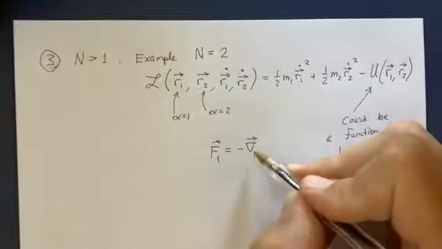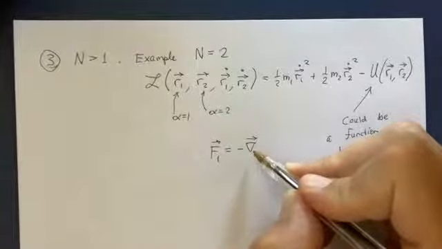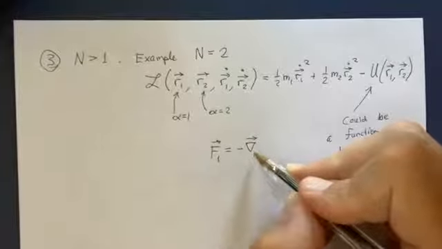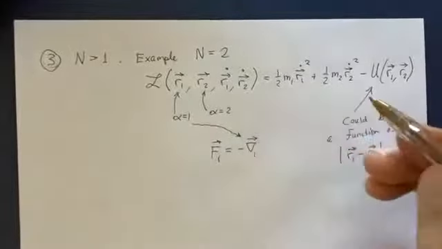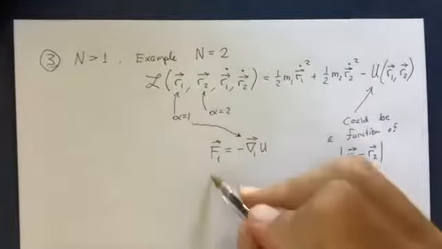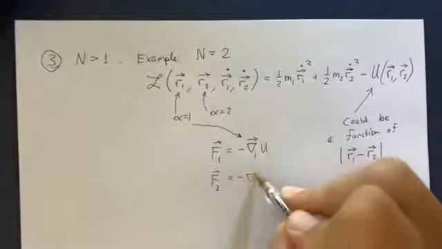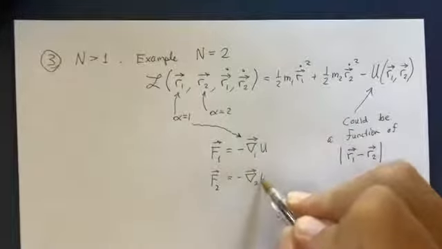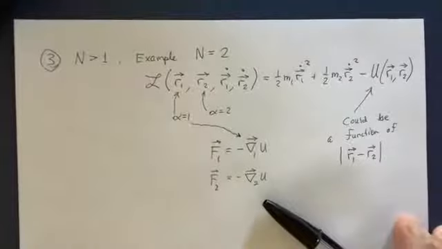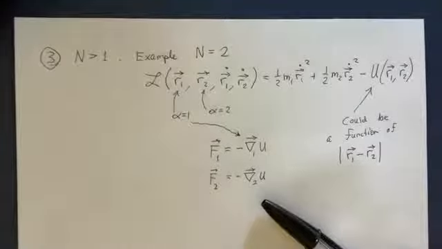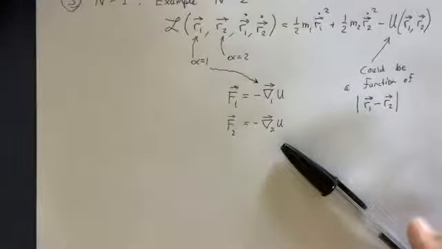This is a particle label, all right? It's not the first component of the gradient, which would be ddx. This is the particle, and again, alpha equals one, acting on u, and F2, here we must differentiate the function with respect to x2, y2, and z2. All right, so that's the setup for these kind of problems with multiple particles.